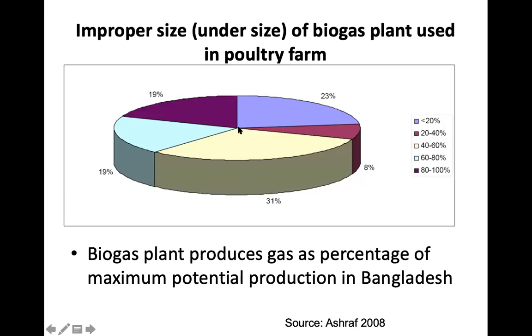In most cases, poultry farms are small, and the amount of poultry droppings is not adequate to satisfy the demand of waste material required for running a biogas plant. So biogas plants produce gas as a percentage of maximum potential production in Bangladesh.